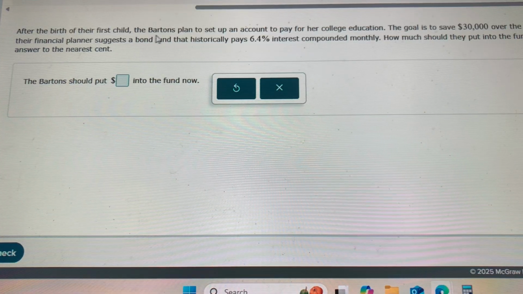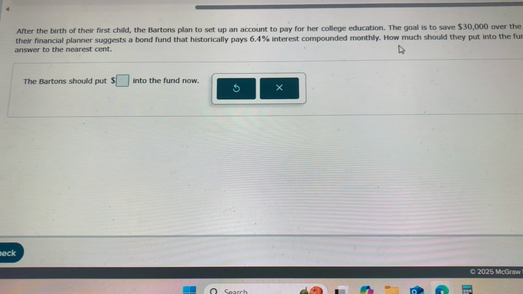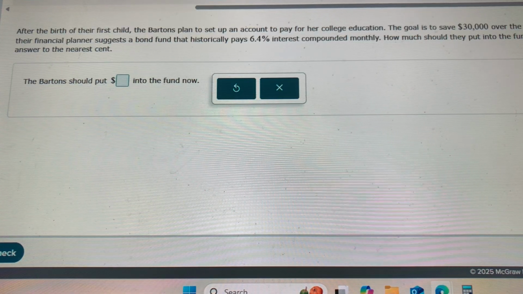After the birth of their first child, the Bartons plan to set up an account to pay for her college education. A lot of people do this, parents or grandparents. The goal is to save $30,000 over the next 15 years. And their financial planner suggests a bond fund that historically pays 6.4% compounded monthly. How much should they put in the fund now? See, there's the question. What should the present value be? They know they want to give this child $30,000 15 years from now, right before they go to college.